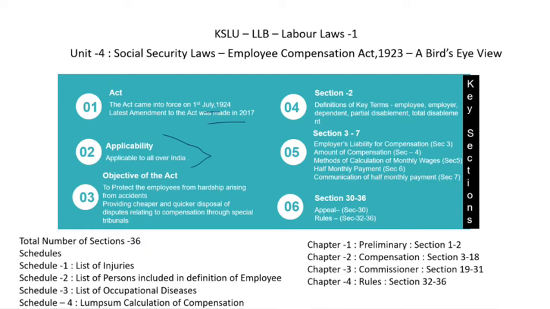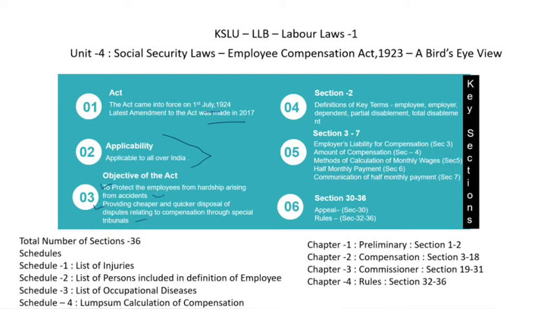The basic objectives of the Act are to protect employees from hardship which arises from accidents, and the second one, to provide cheaper and quicker disposal of disputes relating to compensation through special tribunals. So the first one talks about giving some compensation to an employee at the time of accidents, and the second one talks about a quicker resolution of conflicts between employee and employer through tribunals instead of going through a civil court case. These are the two major objectives behind this Act.